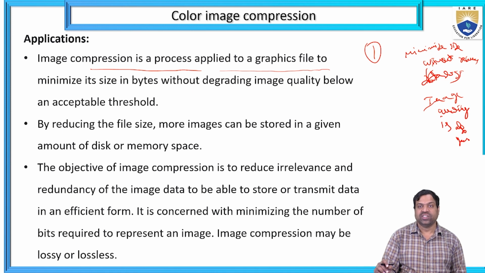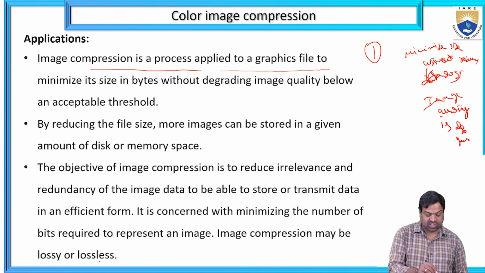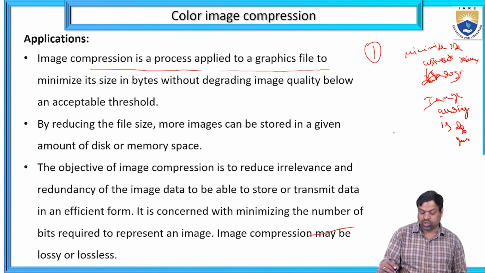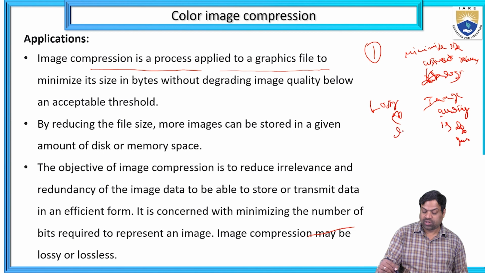By reducing the file size, more images can be stored in a given amount of disk or memory space. The objective of image compression is to reduce irrelevance or redundancy of the image data to be able to store or transmit data in an efficient form. It is concerned with minimizing the number of bits required to represent an image. Compression is lossy or lossless. Already we know that images are of two types, lossy or lossless.